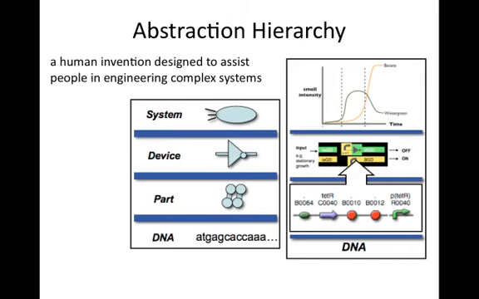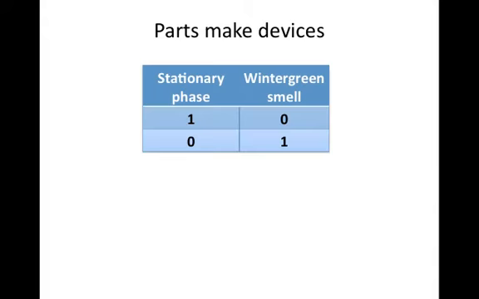And we'll look inside at what parts are used to make the inverter and how it works. So we're going to be focusing in on this area of the abstraction hierarchy. With the notion that parts make devices, what they wanted to do was make a device so that when the cells reach stationary phase, the wintergreen smell would turn off. That's indicated in this truth table as a 1, or true, or on, for stationary phase giving a 0, or false, or off, for wintergreen smell. And similarly, when the cells are not in stationary phase, so that's a 0, the wintergreen smell would turn on, so that would be a 1.